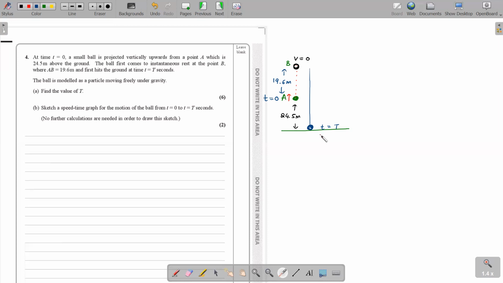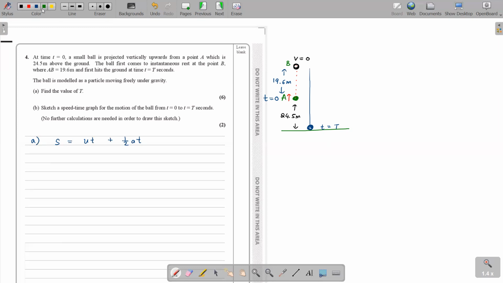The ball is modeled as a particle moving freely under gravity. In part A, they are asking you to find the value of T. How do we find the value of T? It's 6 marks. You can use any motion equation. What's the easiest equation to use here? S equals ut plus half a t squared is the easiest, right? Directly we use it from point A until you hit the ground.